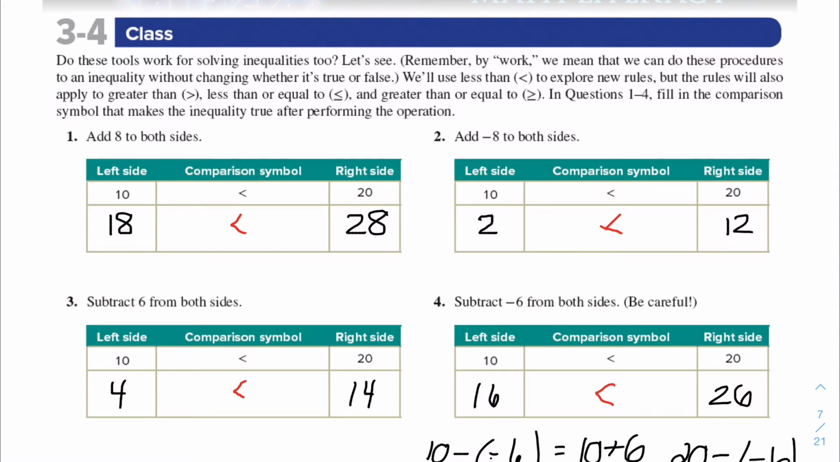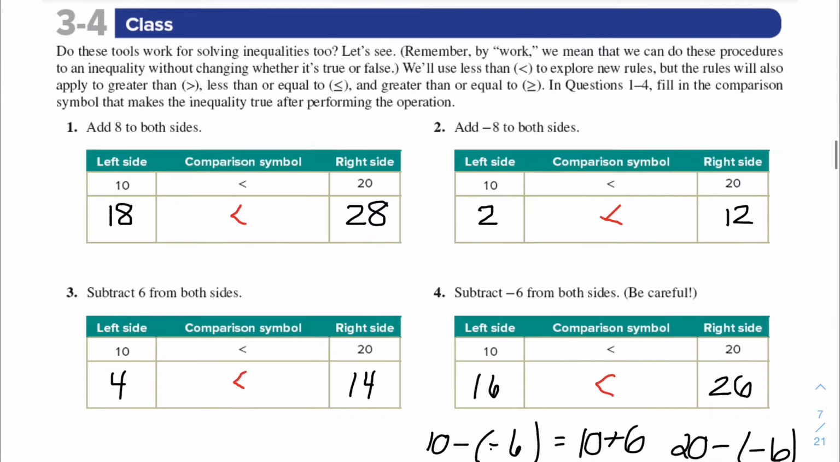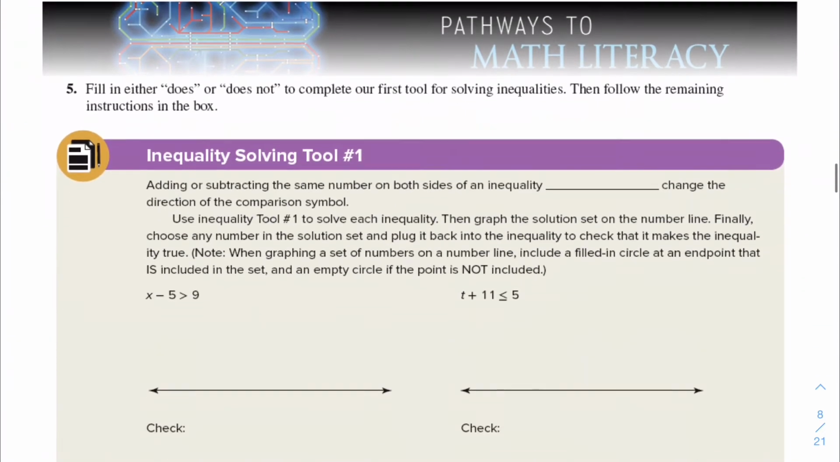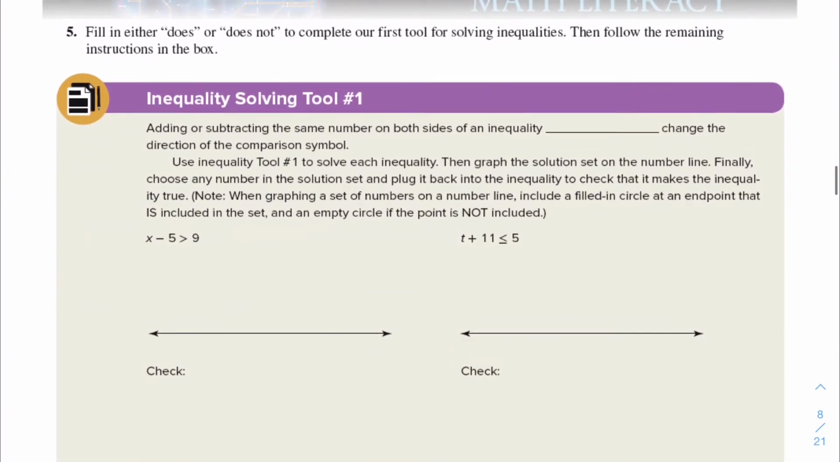Okay? So if you notice, when we add or subtract, regardless of whether it's positive or negative, nothing happens to our inequality symbol. So this is our first tool. Adding or subtracting the same number on both sides of an inequality does not change the direction of the comparison symbol. So just like we could add or subtract on both sides of an equation, you can do the same thing with an inequality. So let's try to do some examples.